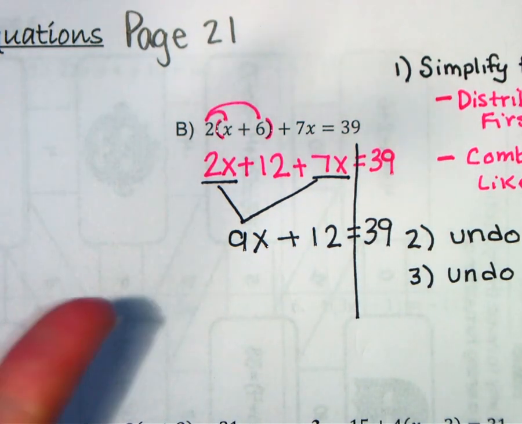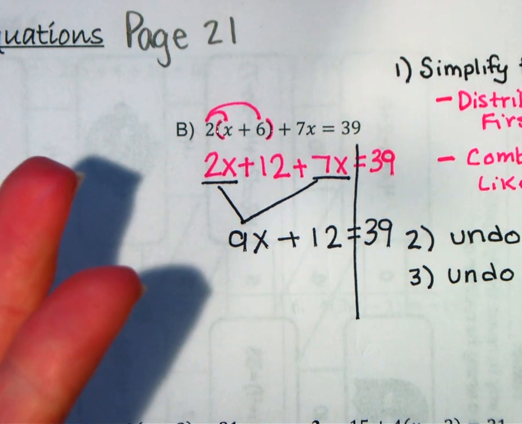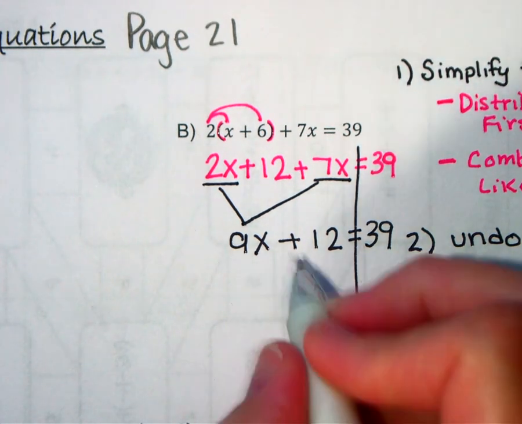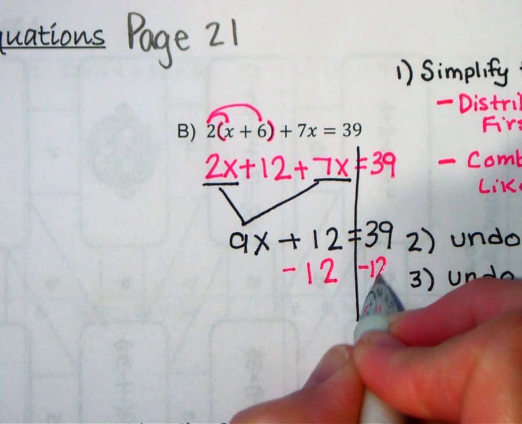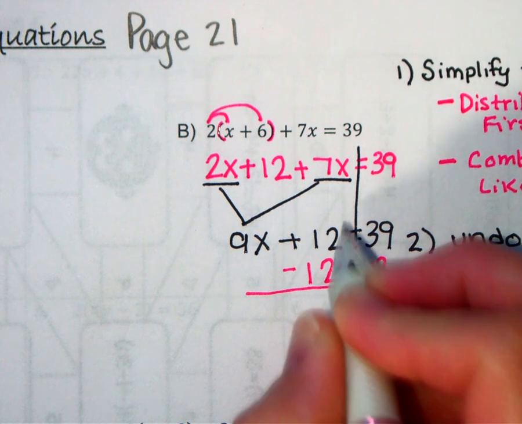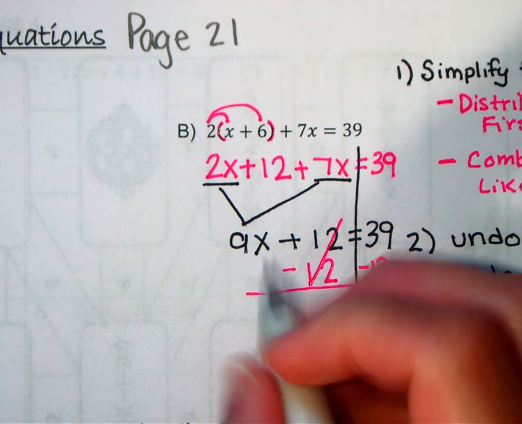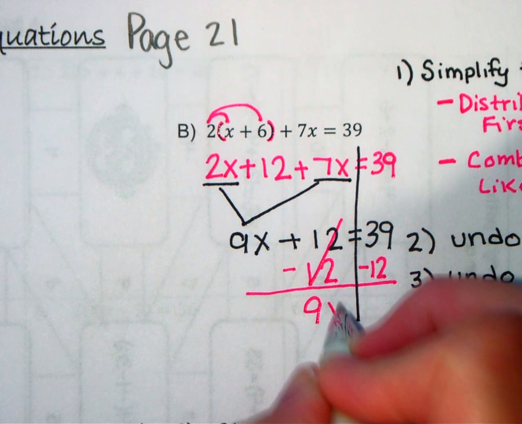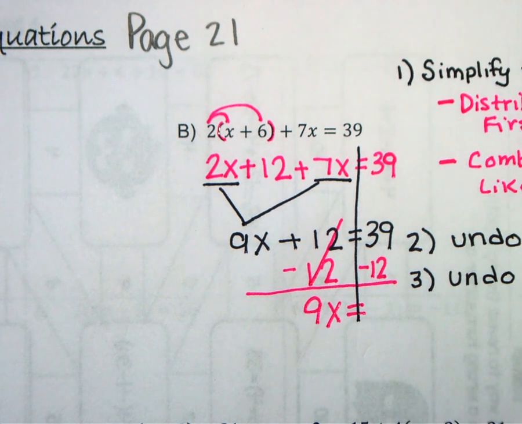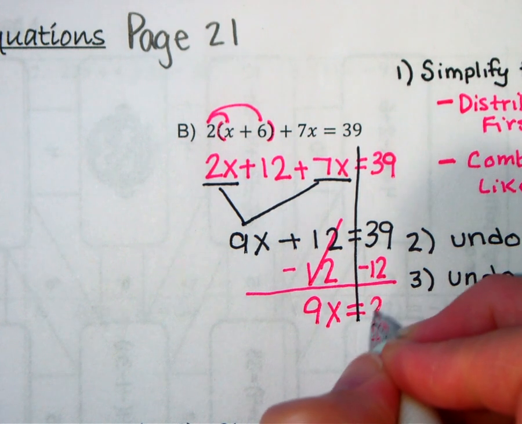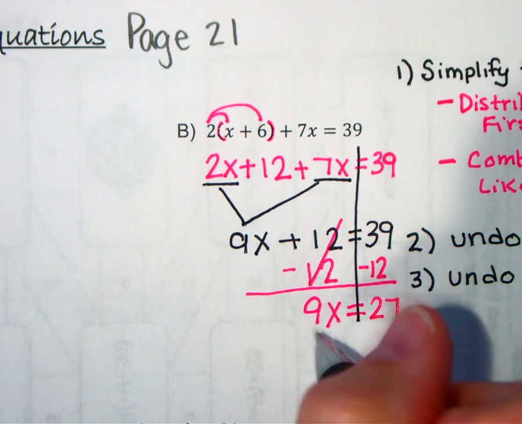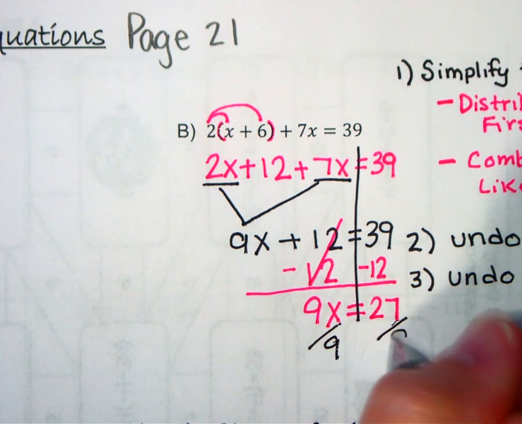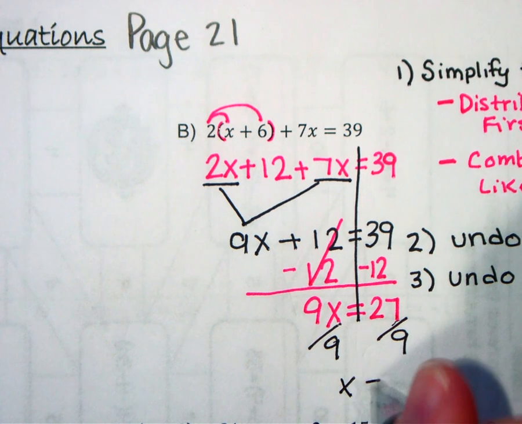So I did my distributive property, I did my combining like terms, now I'm ready to undo my addition subtraction. So we'll minus 12 from each side. And we'll go 9x equals 39 minus 12 is 27. Divide by 9. And you get x to equal 3.